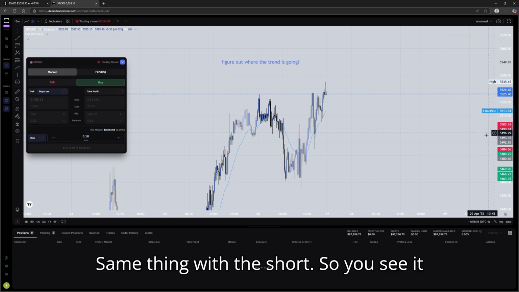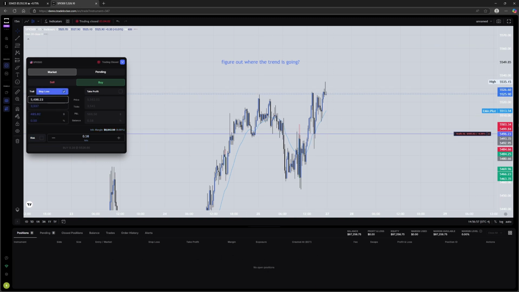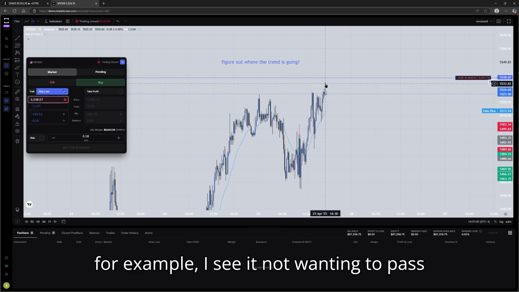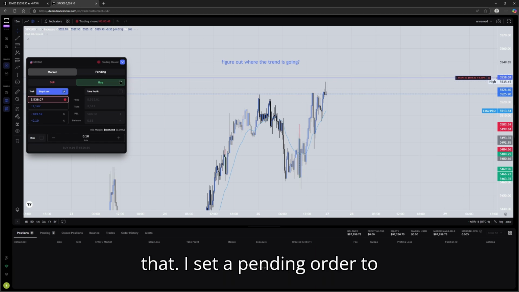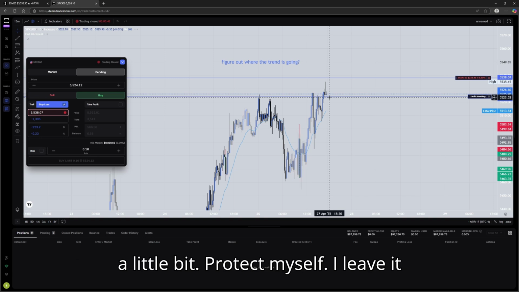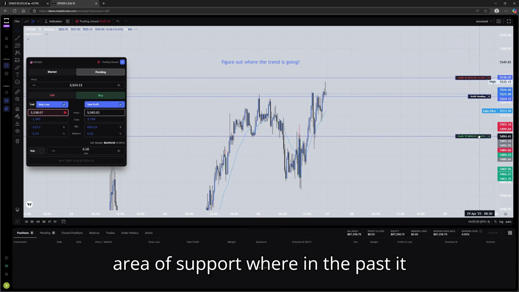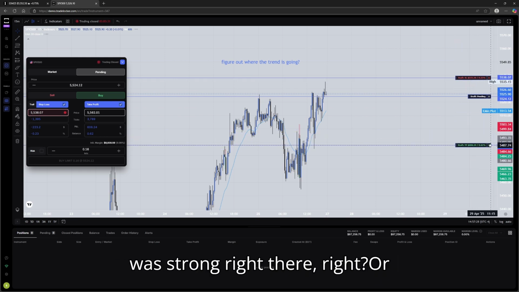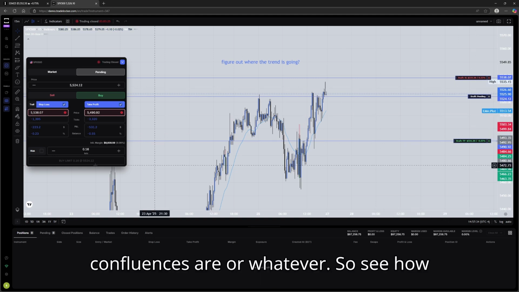Okay. Same thing with the short. So you see it here and you see it going down. It's not ready to go up. Say, for example, I see it not wanting to pass this area. Okay, so I set my stop above that. I set a pending order to where when the market opens, it dips down a little bit. To protect myself, I leave it down there. And my take profit is at an area of support where in the past it was strong, right there. Or whatever your confluences are.